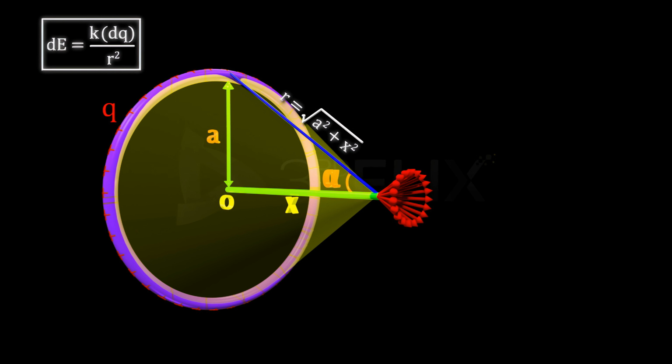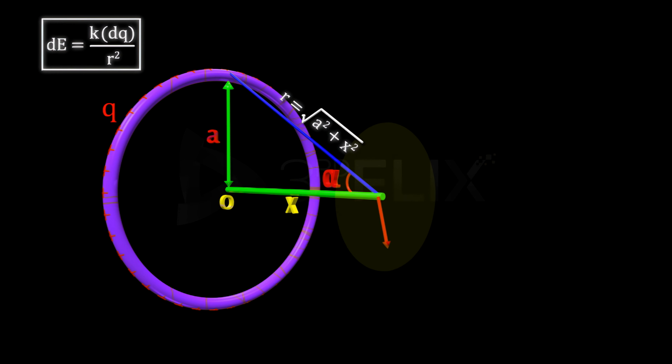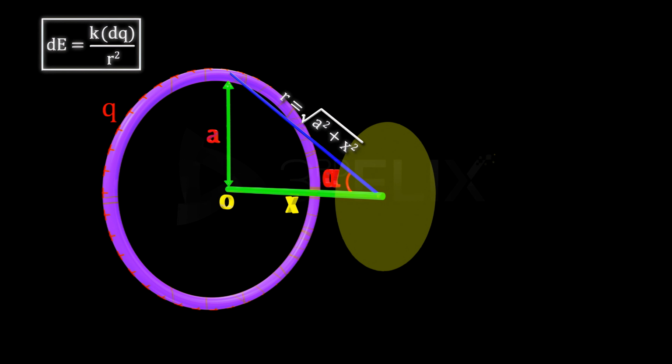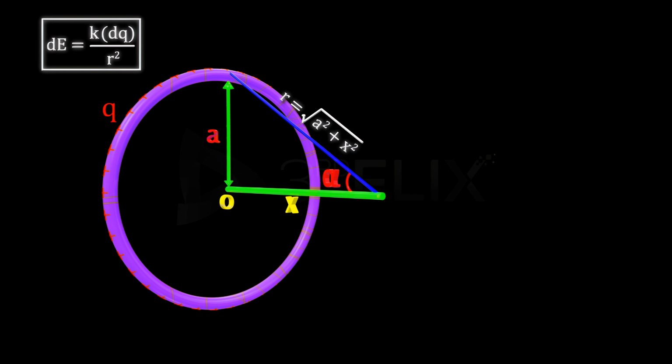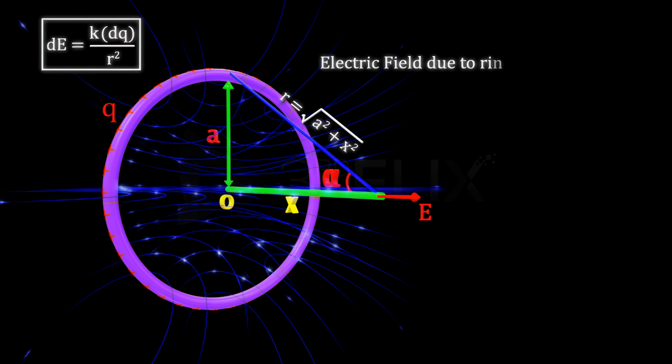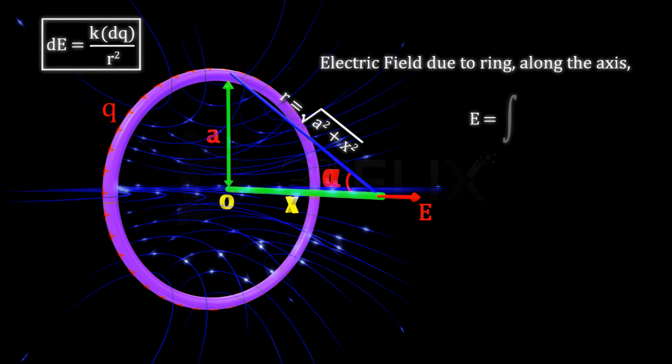When all such differential elements are considered, we can see from the symmetry that the components perpendicular to the axis cancel out each other, and components along the axis add up. The magnitude of the electric field due to the ring along the axis will be the integral of dE cos alpha.